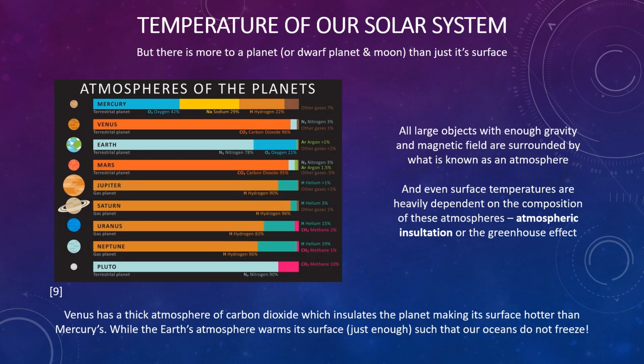And it is really prevalent on Venus because Venus has a thick atmosphere of carbon dioxide, and so its atmosphere actually insulates the heat in so well that Venus's surface is hotter than Mercury's, even though Mercury is closest to the sun. And Earth's atmosphere keeps us just warm enough that our oceans don't freeze. So that's also really important and really cool.